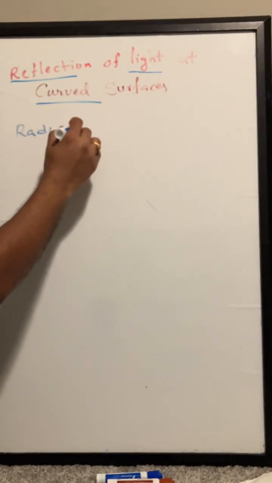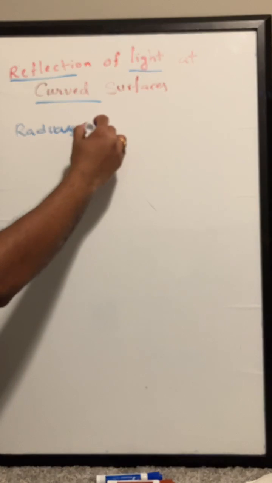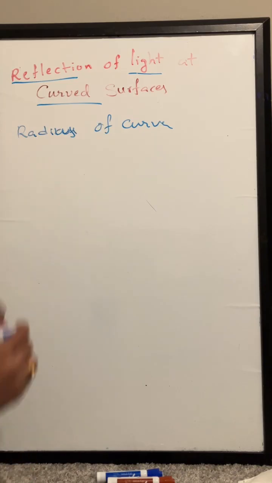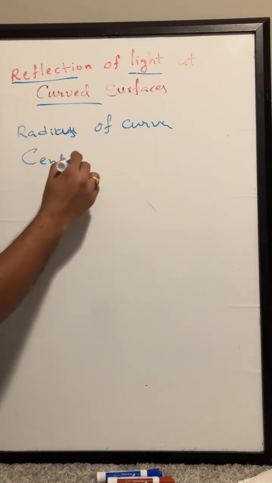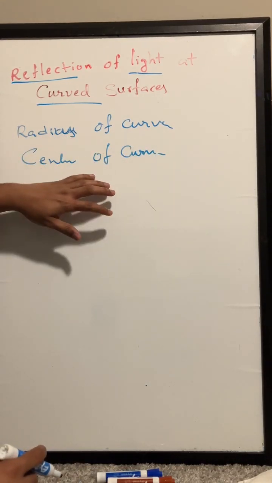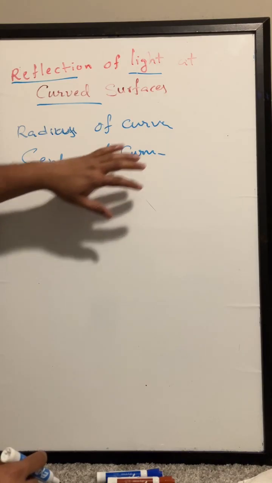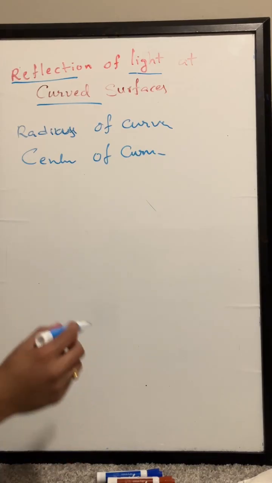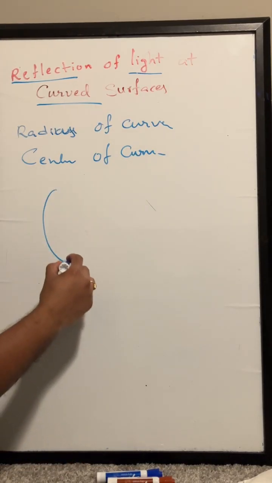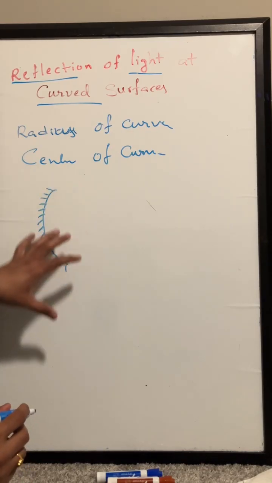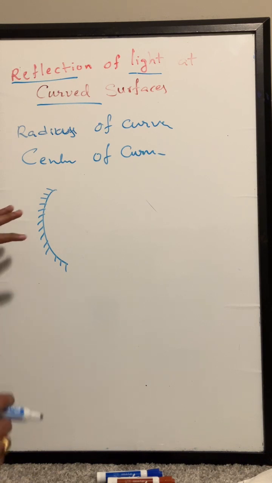Radius of curvature and center of the curvature. So what are these? What is curvature? We are talking about curved surfaces, as we discussed. When there is a curved surface like this, coated on the outside, it is concave because it's like a cave. So what exactly does he mean by radius of curvature?